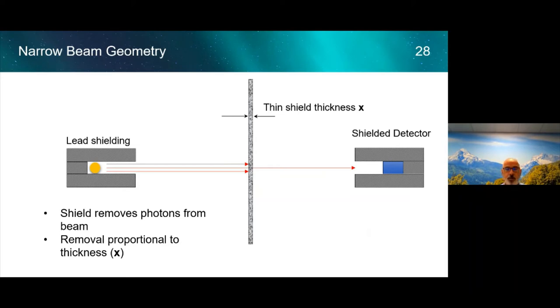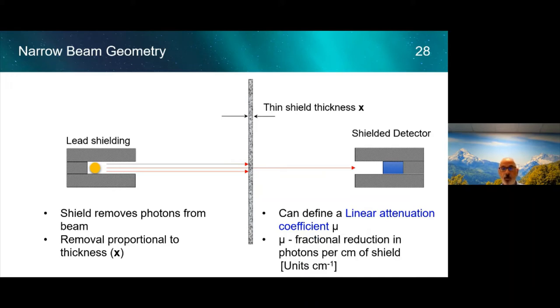So we can define a thing called the linear attenuation coefficient, which we give the symbol mu, and that tells us the effectiveness for the fractional removal of photons of any shield that we choose to insert between our detector and our source. The units of your linear attenuation coefficient are per centimeter, centimeter to the minus one.